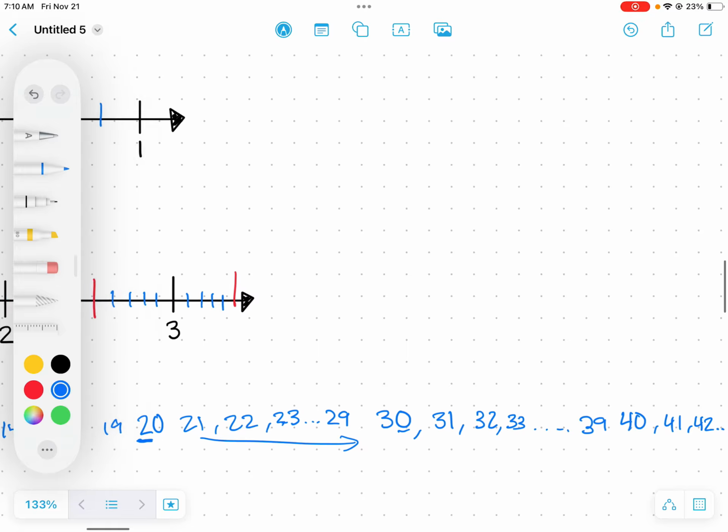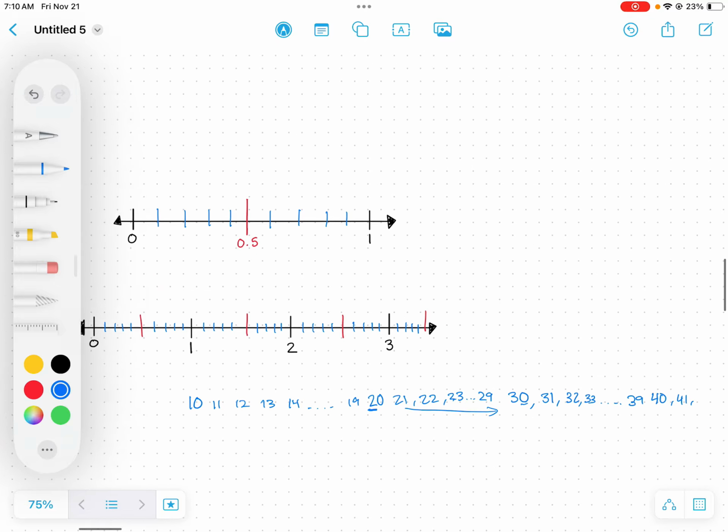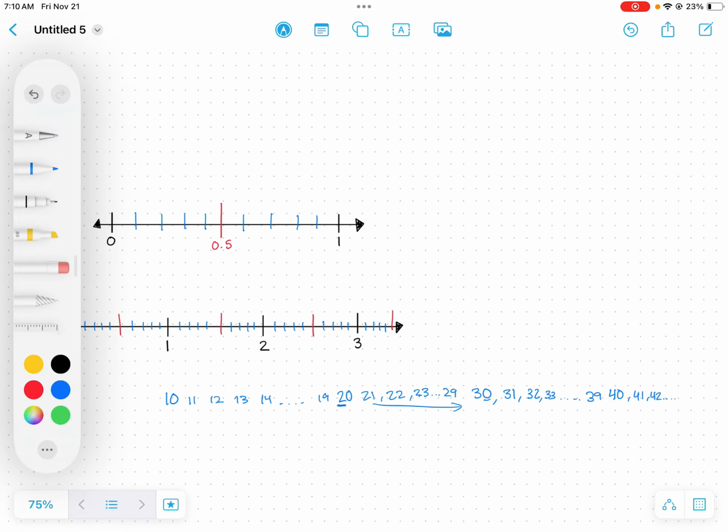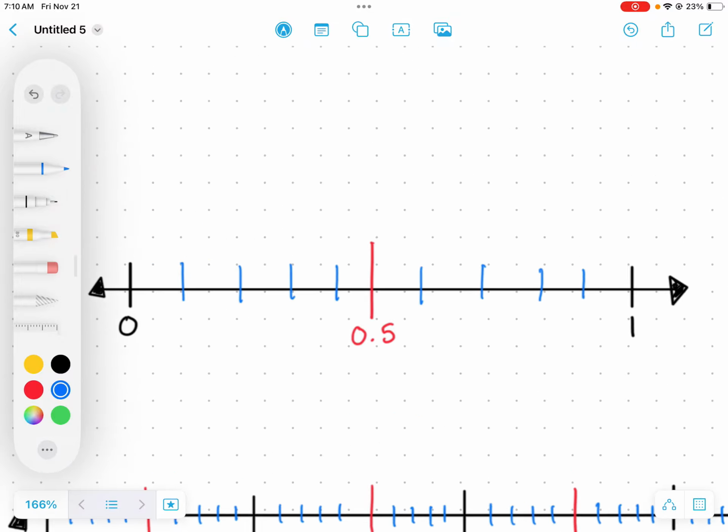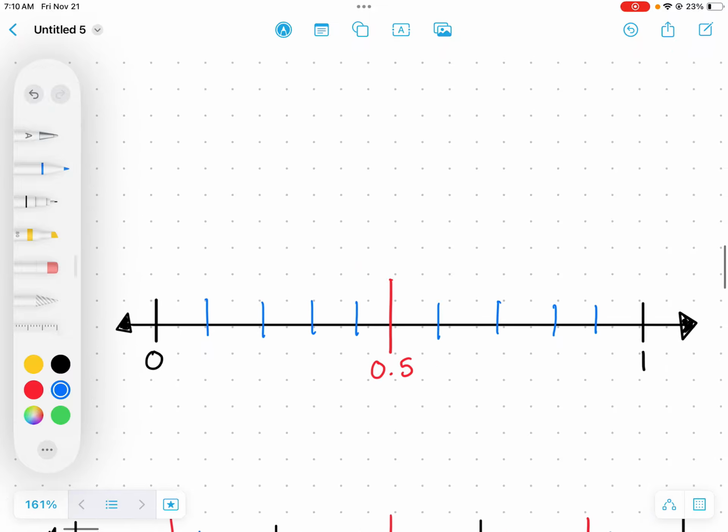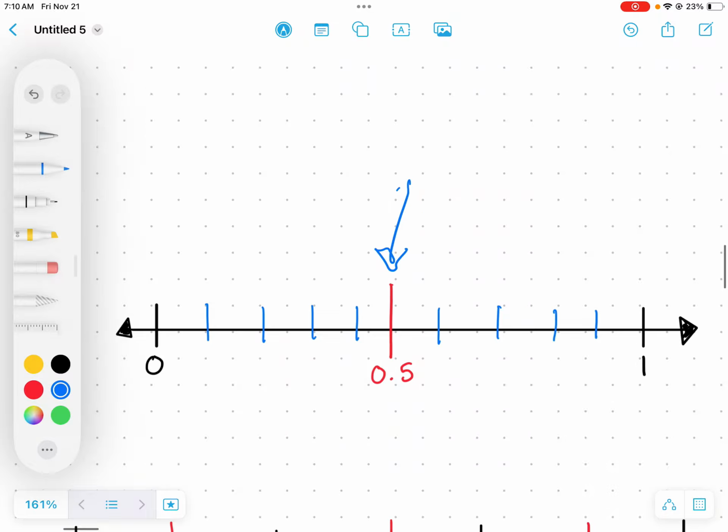Okay? Decimals are no different. They follow this same pattern. We count to 9, and then we switch the number in front. So what's very important to remember is that the halfway point between two numbers will always be 0.5.